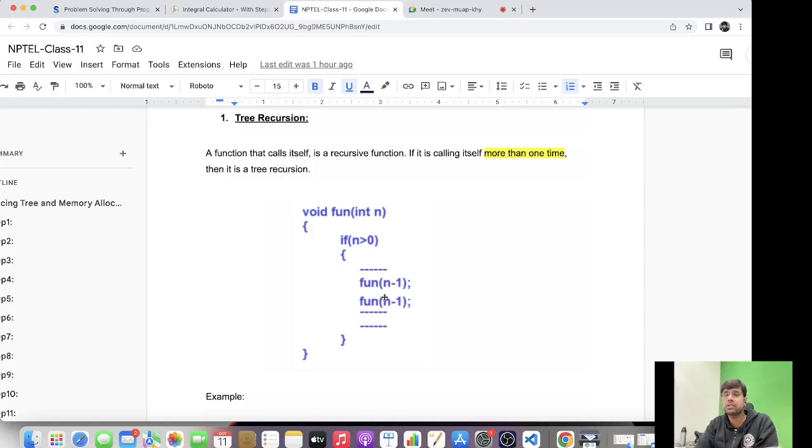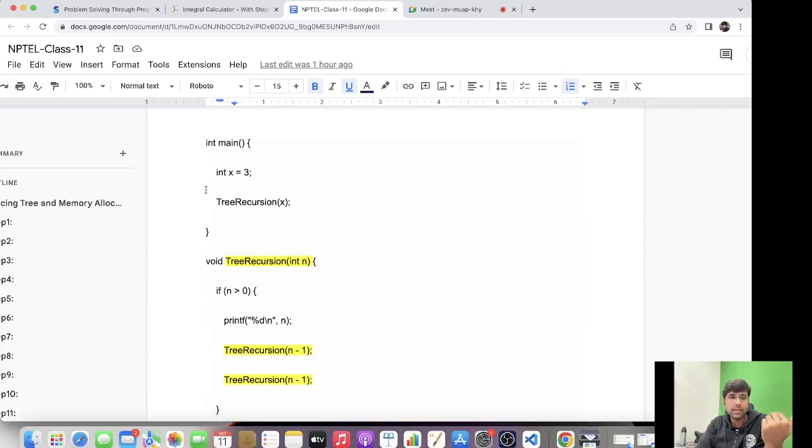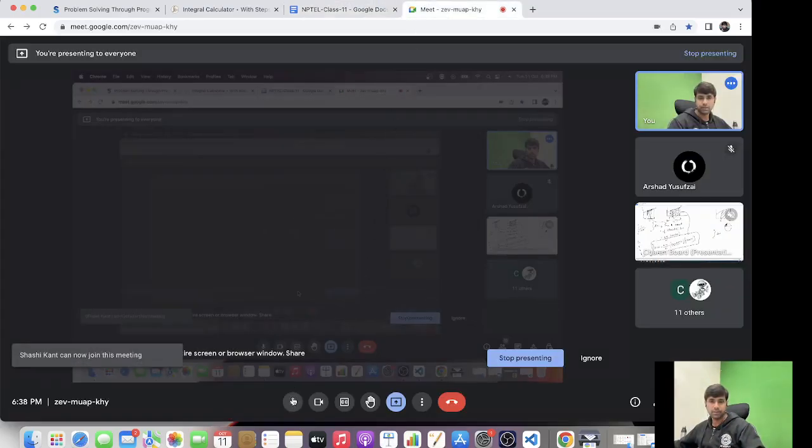What happens here is the interesting thing that we need to understand. Let us consider this program: int main, and we are calling a function called tree recursion of x. The tree recursion will print the value if n is greater than or equal to 0, otherwise it will call itself two times with tree recursion of n minus 1 and n minus 1. I would like to trace this example on a screen, so let me try to share my screen here.